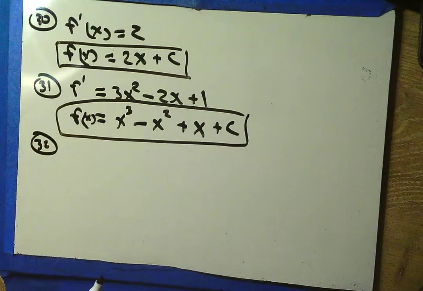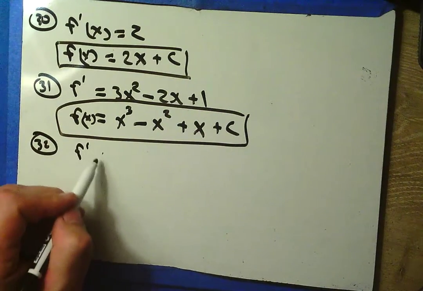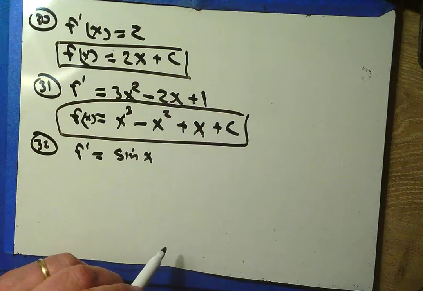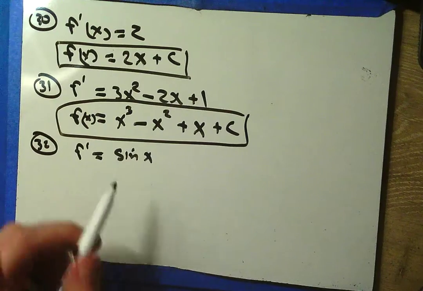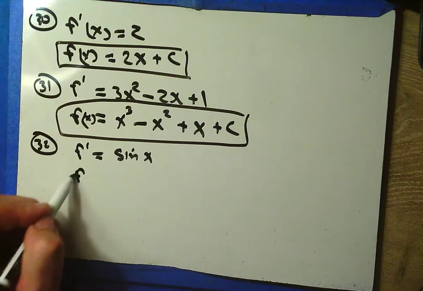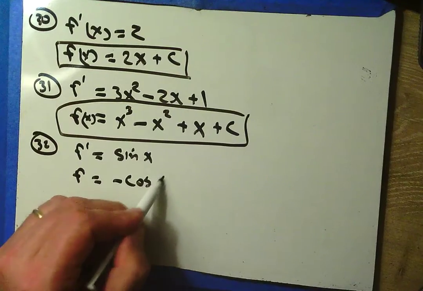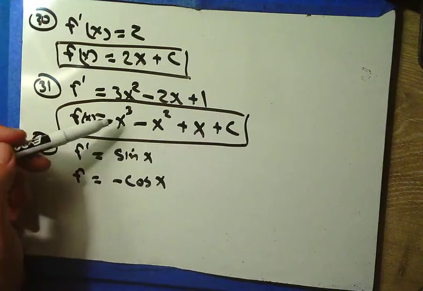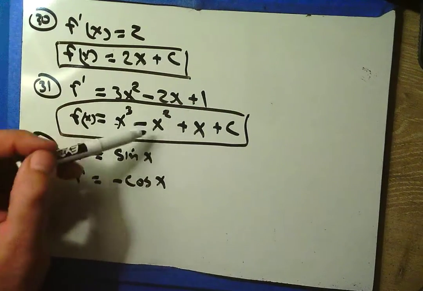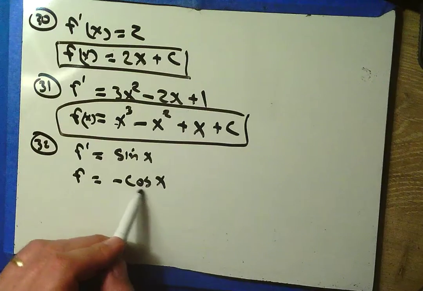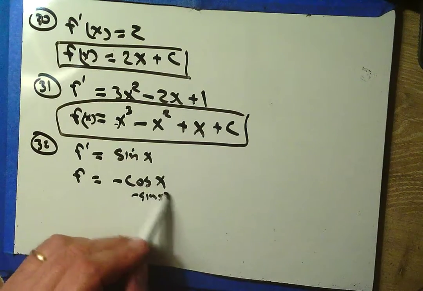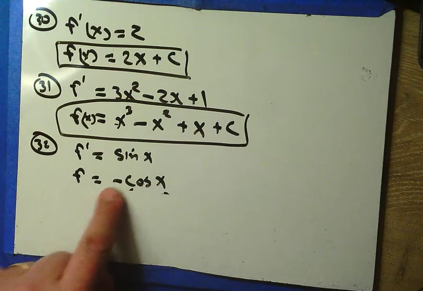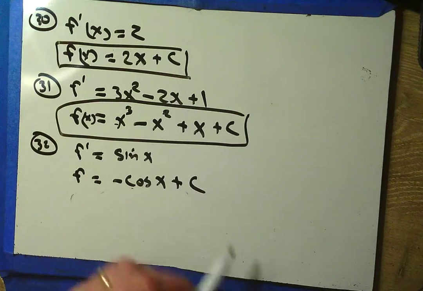32. F prime equals sine x. Well, whose derivative is sine? Not cosine. Cosine's derivative is negative sine. So f must be negative cosine. And when you're not sure, you can always test by taking the derivative of what you got. So what's the derivative of cosine? It's negative sine, and then we have a negative out in front. Minus times minus is plus, and there we go. But what shouldn't we forget? Don't forget the c.